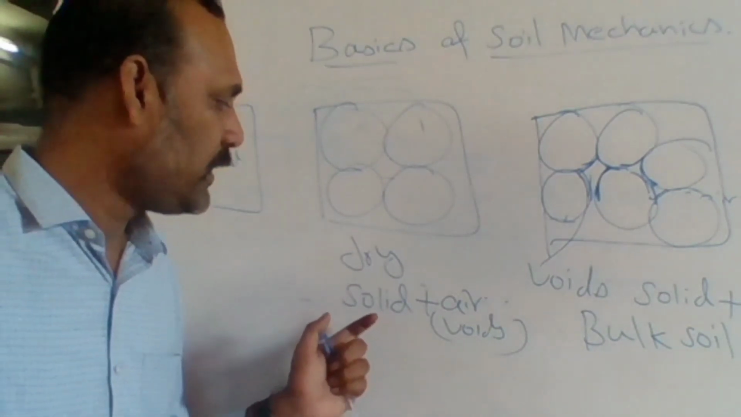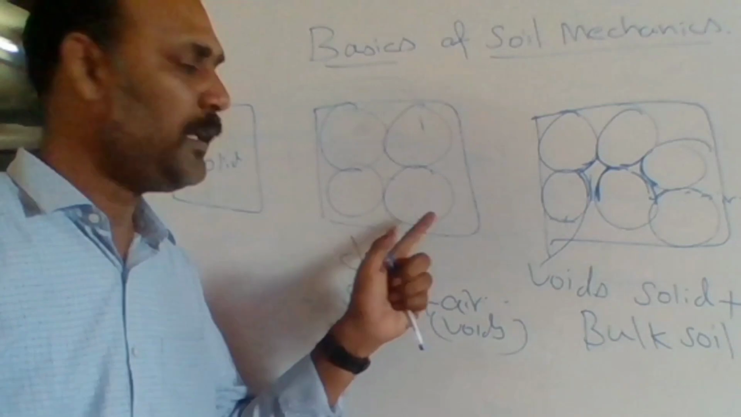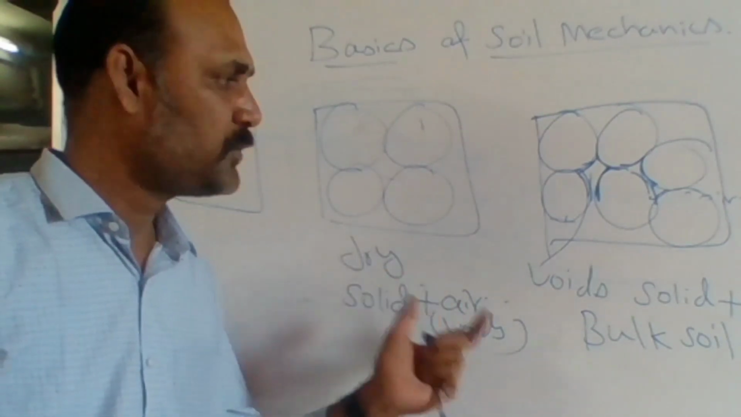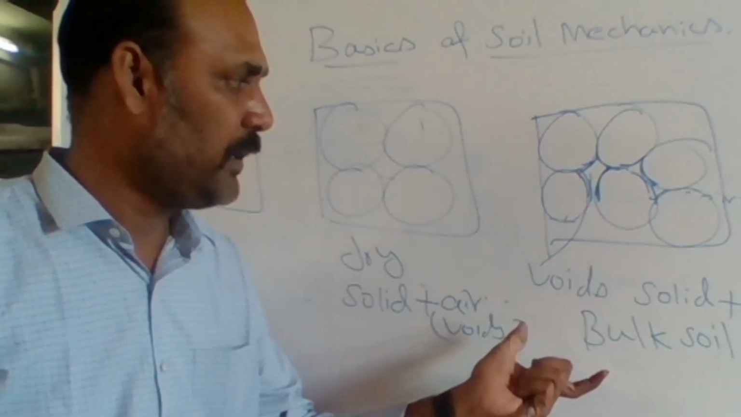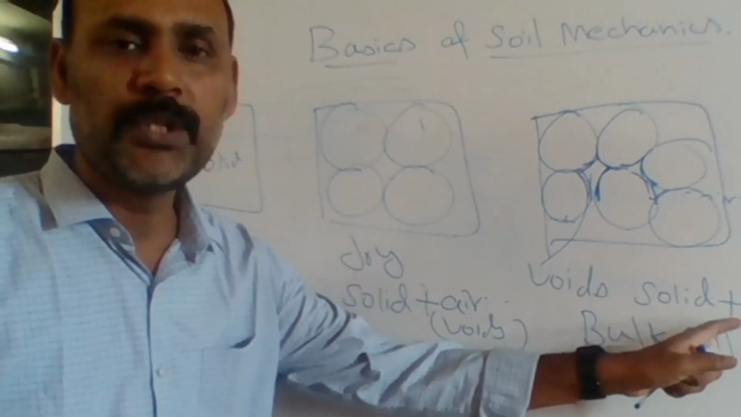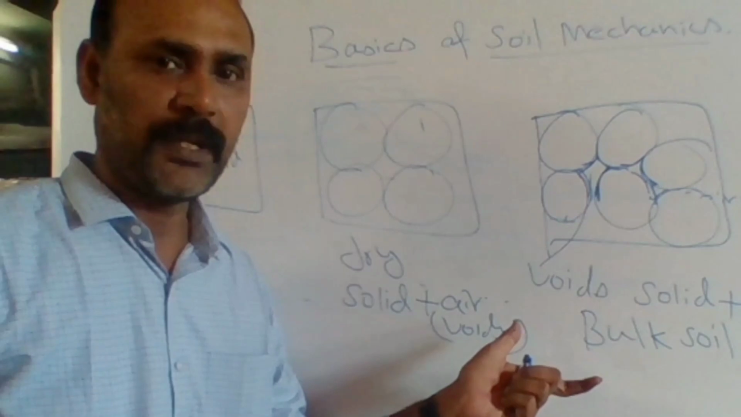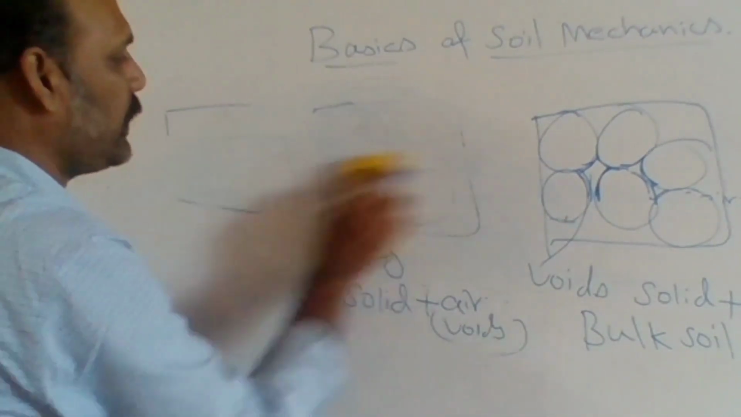Now we can understand. Dry soil has only grains and voids, and there is no water. Bulk soil has the voids and the solids, and water is also present. That is called bulk soil. Coming to another type of soil.